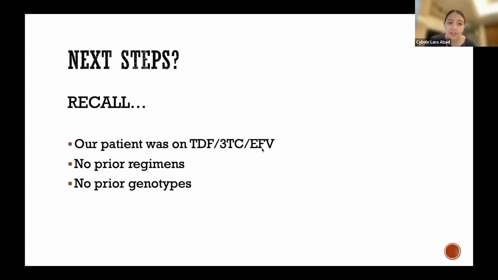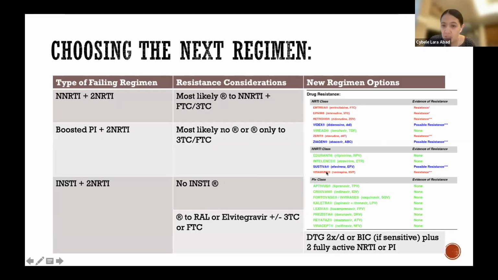So recall that our patient was on TLE: tenofovir, lamivudine, and efavirenz. He had no prior regimens and no prior genotypes. So what regimen should we give him? This is his genotype over here, so you can refer back to that. This was his regimen that failed, his 2 NRTIs, which are lamivudine and tenofovir, plus his NNRTI, which is efavirenz. So most likely his resistance will be to the NNRTI plus the lamivudine. And true enough, he's resistant to lamivudine, as you can see here, and he's resistant to efavirenz, which is here.